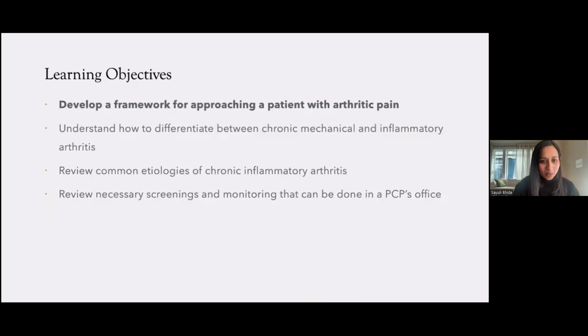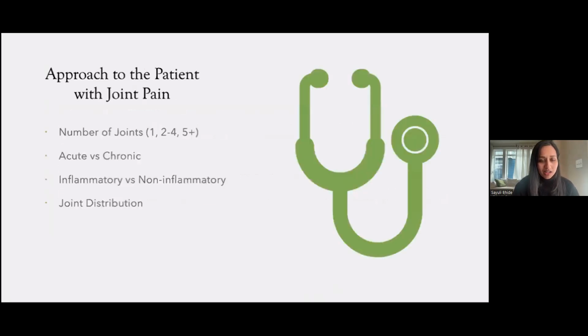So let's talk about a framework for approaching a patient with arthritic pain. There's a lot of different ways to do this. You can either do it by counting up joints, so one, few, or many is one way to do it. Acute versus chronic. This patient was very acute. And then looking for signs of inflammation versus mechanical arthritis, which we'll get into. And the last way to do it is to look at joint distribution.